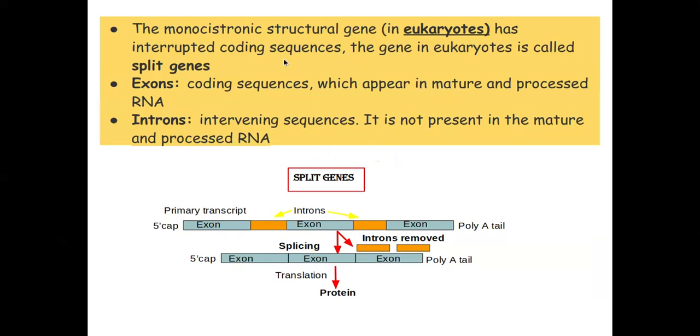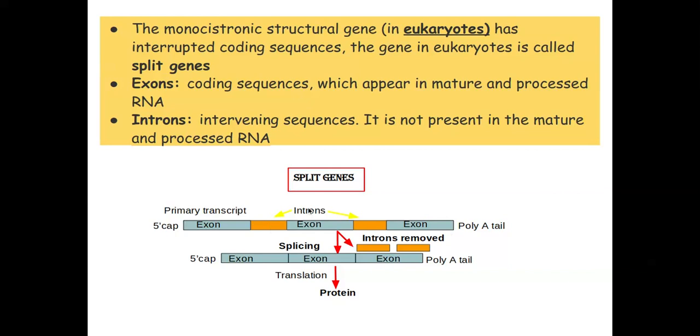In eukaryotes, the monocistronic gene has interrupted coding sequences, and this is called the split gene arrangement in eukaryotes. You can see here, these are your coding sequences which contain information, marked in blue. They are called exons. Whatever is in blue is a coding sequence, and whatever is in orange is a non-coding sequence which is interrupting or intervening, and they are called introns. So this is your split gene arrangement seen in eukaryotes.